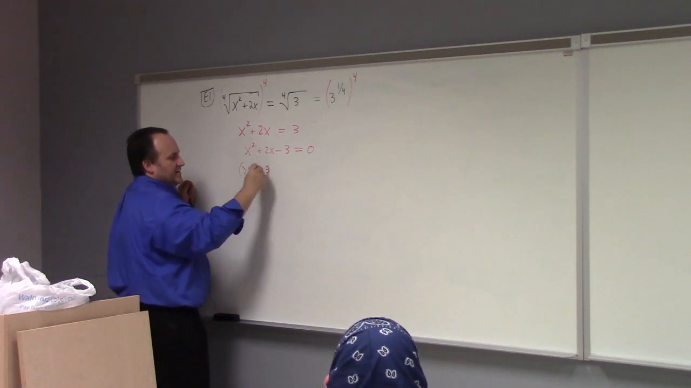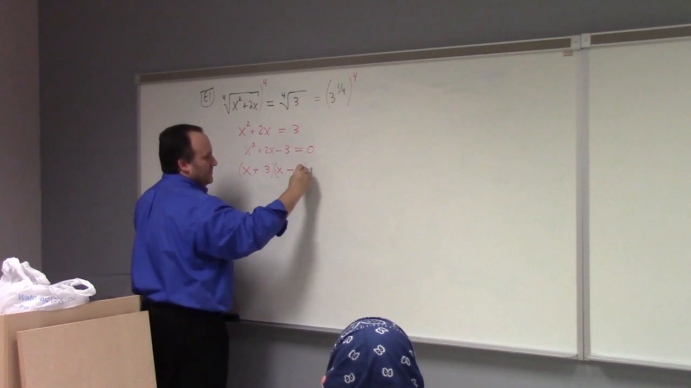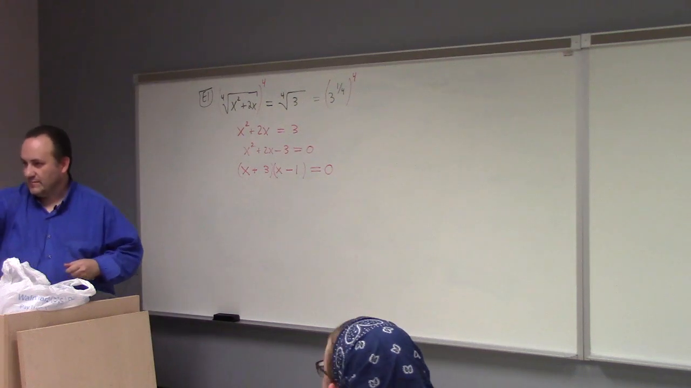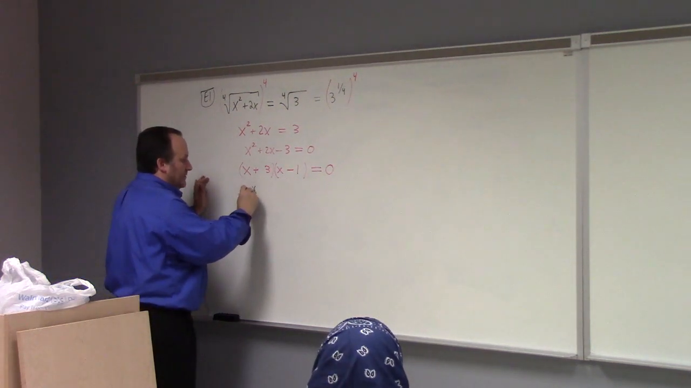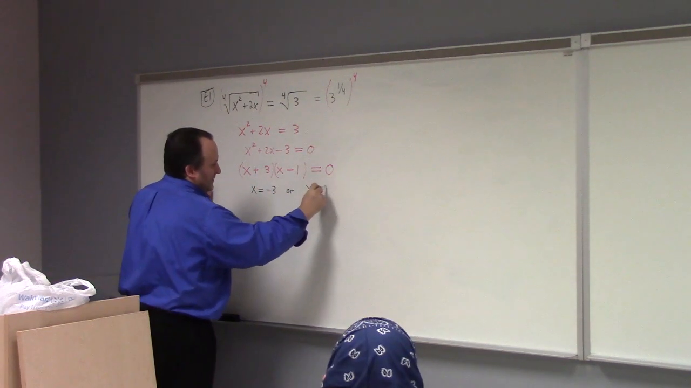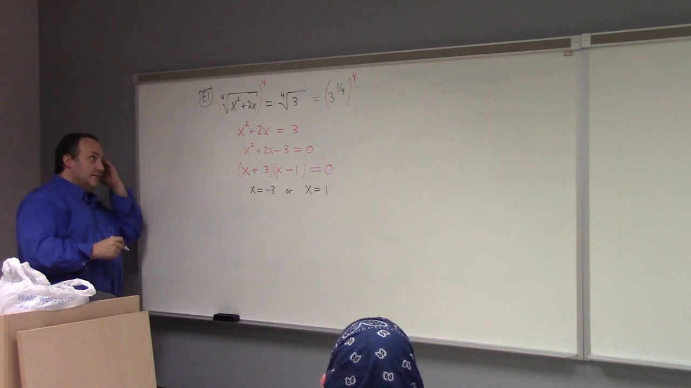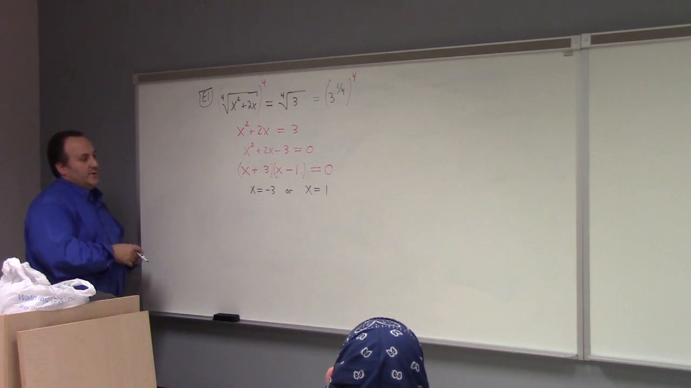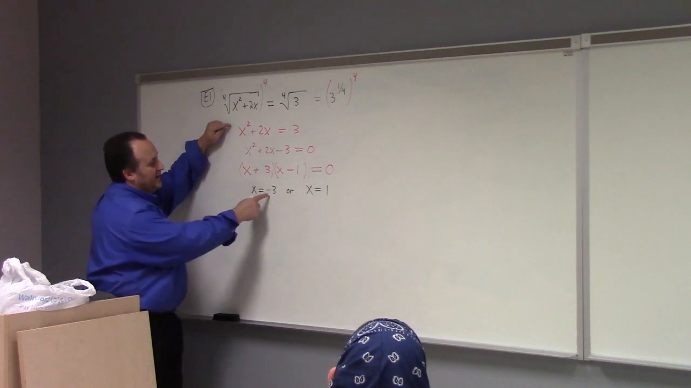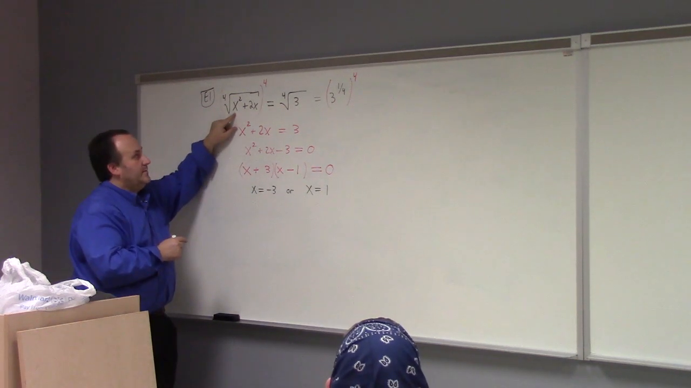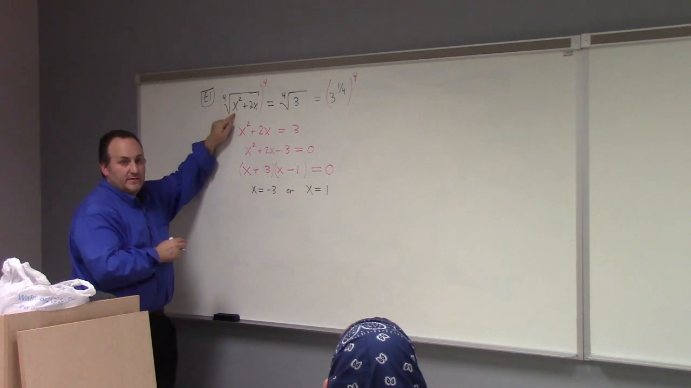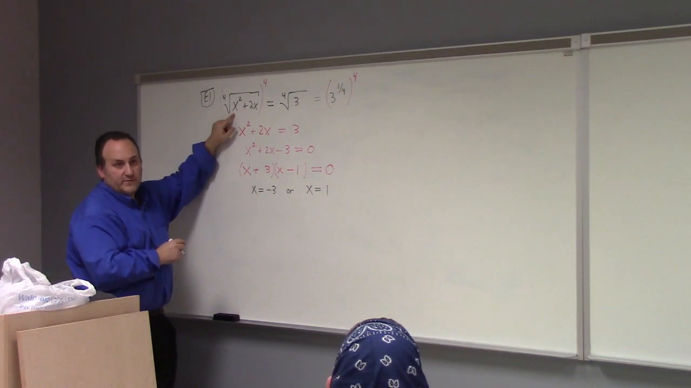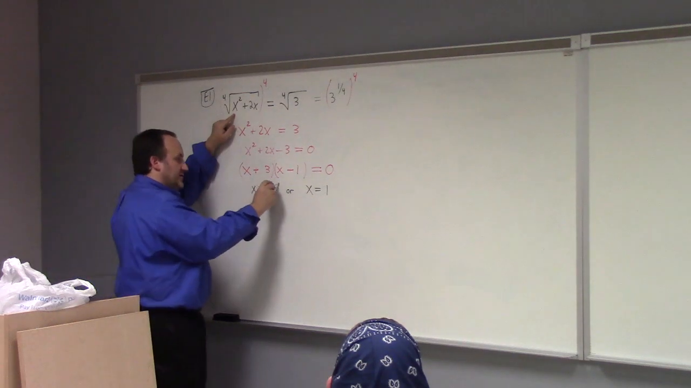X plus 3 times what? X minus 1. Cool. And so what are my solutions there? X equals minus 3, or x equals 1. Okay, good. Now, the question is, I think those are both going to work. We can check them somewhat quickly. If we think about plugging minus 3 into here, we get 9 minus 6, which is 3. So the fourth root of 3 equals the fourth root of 3. Good, it checks. If we plug 1 in, that also gives us 3 inside the fourth root here. So both of these work. They're both solutions. There you go.